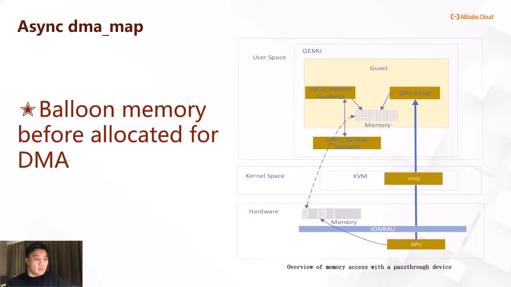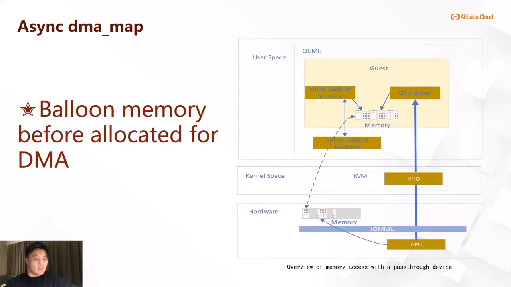This page shows the overview of the memory access with a pass-through device. First, let's talk about the current status of KVM. Let's use GPU as an example. The host pin maps all the guest memory before the guest OS boots. Then the GPU driver is loaded, and then the application generates workloads for the GPU. When the workloads come to the GPU hardware, it might trigger DMA. If the DMA address hadn't been mapped, a hardware access error will occur.